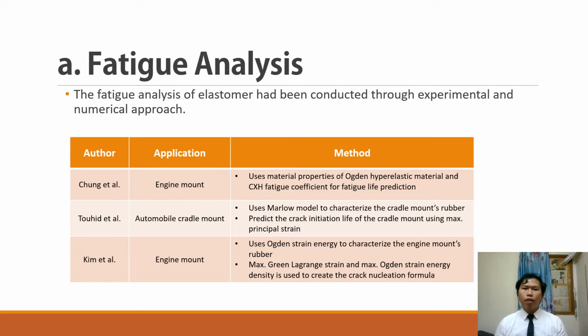And lastly, Kim uses Ogden strain energy to characterize the engine mount's rubber, and also maximum Green-Lagrange strain and maximum Ogden strain energy density to create the crack depletion formula and predict the fatigue life of the engine mount. For this study, I will use the research done by Kim to carry out the fatigue analysis of the railpad.